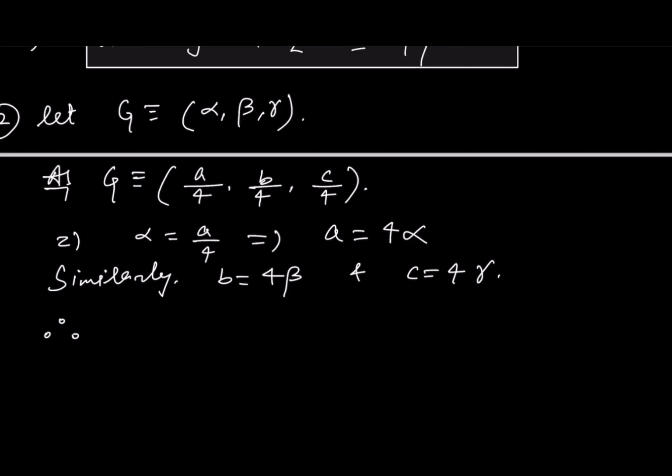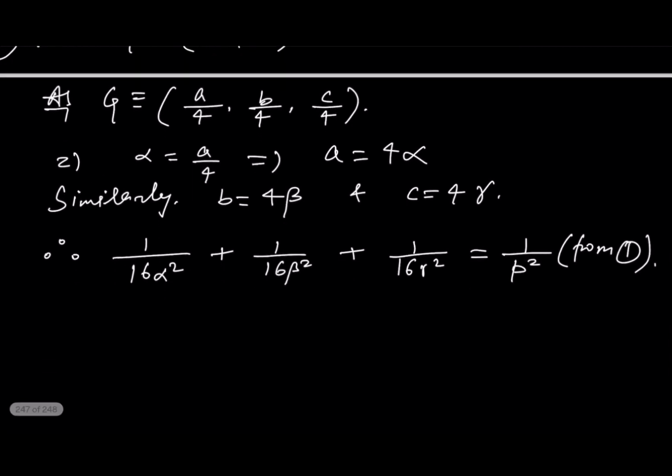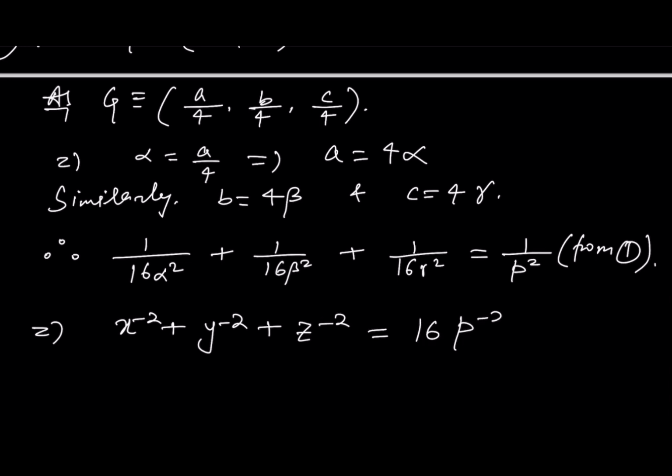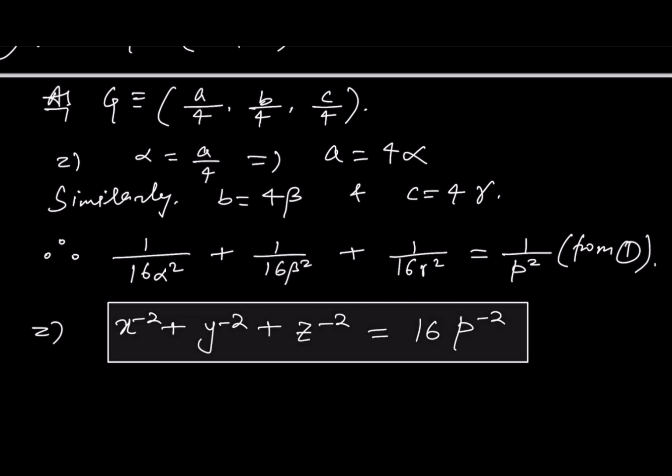Therefore 1 upon 16 alpha square plus 1 upon 16 beta square plus 1 upon 16 gamma square is equal to 1 upon p square from relation 1. So this would be x to the power minus 2 plus y to the power minus 2 plus z to the power minus 2 is equal to 16 times p to the power minus 2. This is the locus of the centroid of tetrahedron OABC.